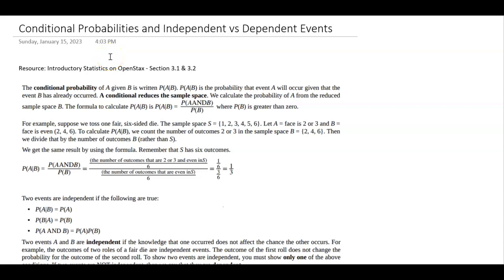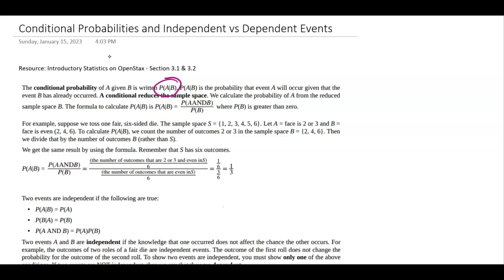All right, this video is going to start unpacking some of the more difficult concepts with probability, conditional probability, and then whether events are independent or dependent. I included some information here from the text. So conditional probability of A given B is written in this notation here. So I know that B has happened, and I want to know, okay, now what's the probability that A happens since I know B has already happened?